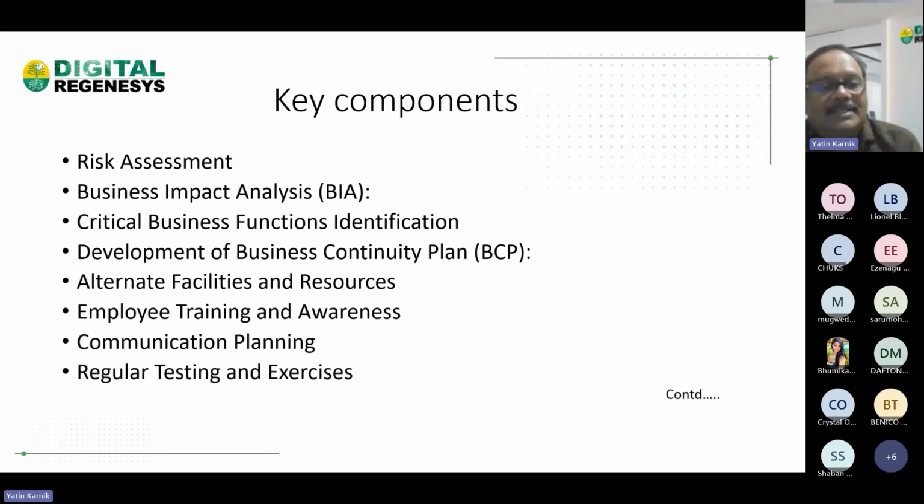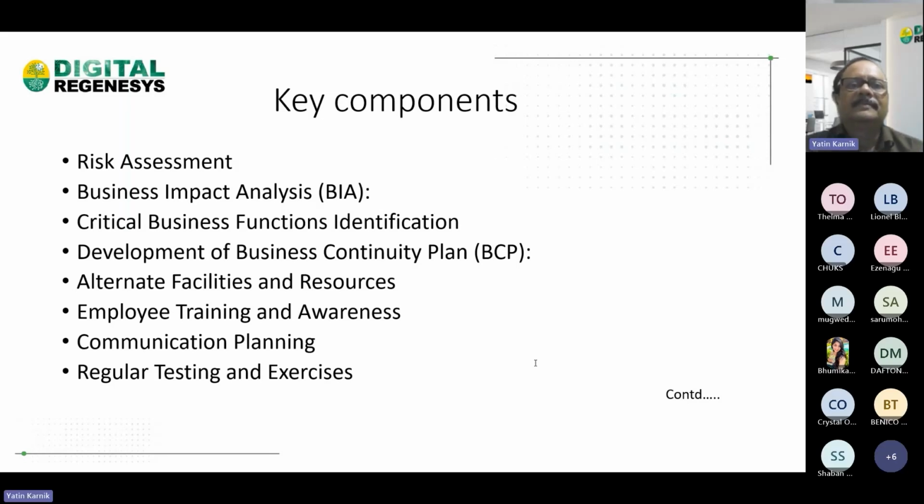We have regular testing and exercises. Companies regularly conduct drills, fire drills, which we call, and simulation exercises to test the effectiveness of their continuity plan. In your workplace or in your organization, do you have such type of drills in place? These drills and training awareness ensure that employees are familiar with emergency procedures and that the systems and processes function as intended. Do you have such drills in the organization? Awareness drills. If not, please try to implement such drills. Fire drills, for example. Do you have them in your workplace?